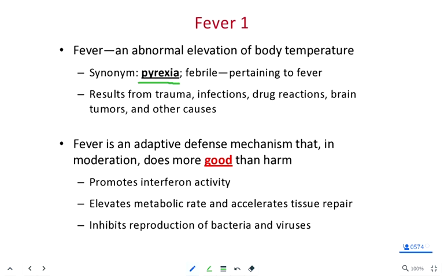Now, in addition to inhibiting the reproduction of bacteria and viruses within our bodies, we also find that the cells of our immune system actually have an optimal functioning temperature at about 38 degrees Celsius. So not only do the bacteria and viruses not work as well when we have our elevated body temperature, our white blood cells, our response system, function better at that slightly elevated temperature.